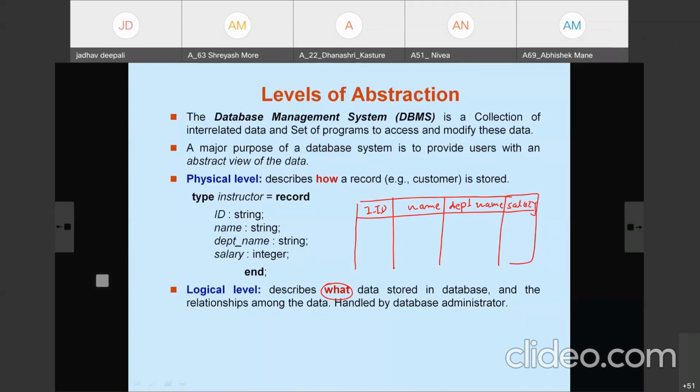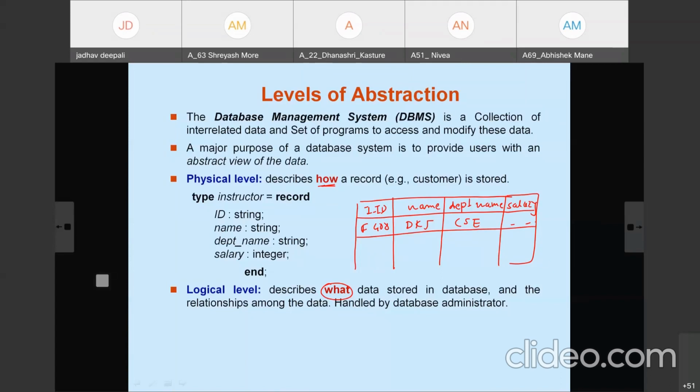Now at the physical level it is decided how it is stored: ID as a character. But what data is stored? For example, F408, name of the instructor DKJ, department CSE, and salary as an integer. So what data is stored? Who decides this? Only the database administrator decides what data is to be stored in the database. That is the next level.